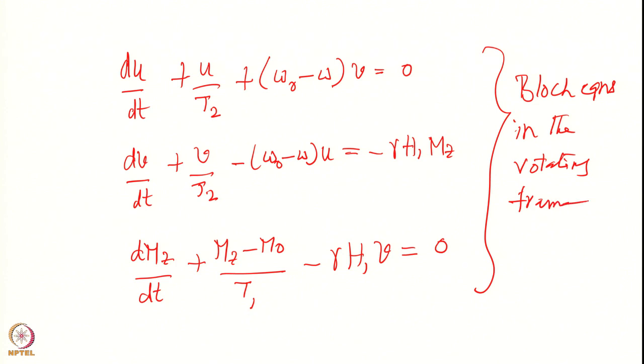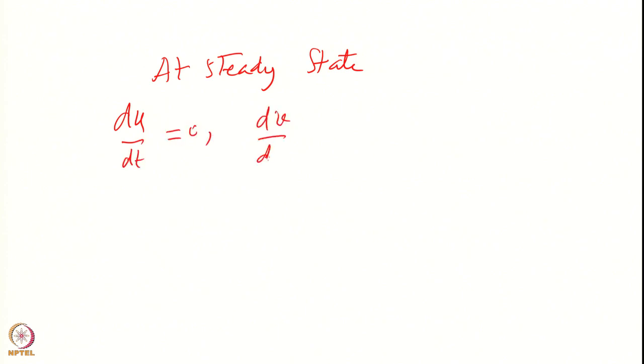Okay. So now at steady state, what happens at steady state? As I said, we are going to measure the signal continuously. So therefore, at steady state, all the time derivatives will be 0. At steady state, du/dt is equal to 0 and dv/dt is equal to 0.